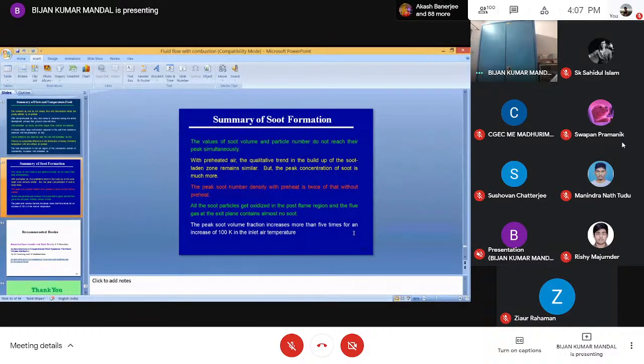And now another thing is the summary of soot formation. So one thing I have said is that the values of soot volume fraction and the soot particle number do not reach their peak simultaneously. In preheated air, the qualitative trend is same, but it is obviously more. In fact, the peak soot volume fraction increases more than 5 times for an increase of 100 Kelvin in the inlet air temperature. All the soot particles get oxidized in the post-flame region, and the flue gas at the exit contains none. So these are some of the conclusions.